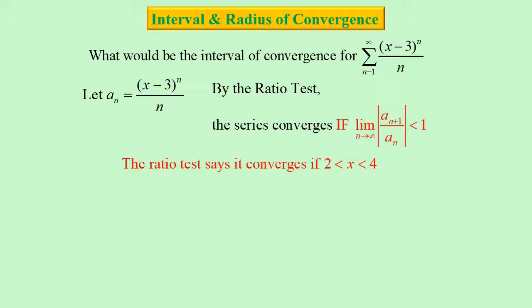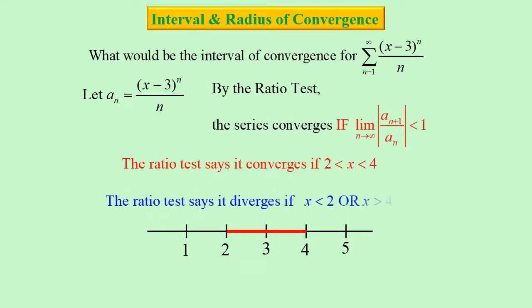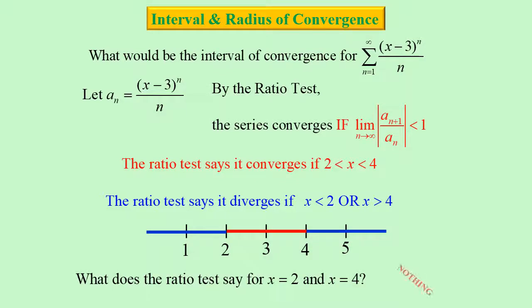Now, in applying the ratio test, we know that it converges if the ratio is less than 1. Here is the interval of convergence that we found from the ratio test. We also know that it diverges if x is less than 2 and x is greater than 4, but we don't know from any of the tests what happens when x is 2 and when x is 4. So we need to test the endpoints individually.